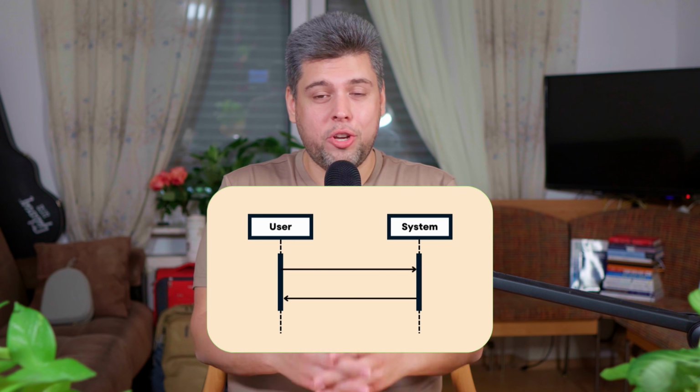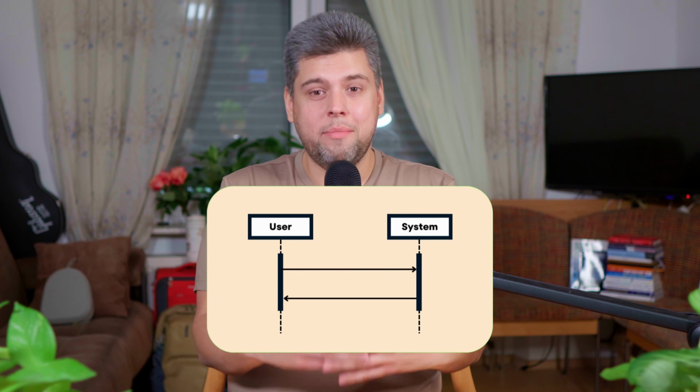Today I will teach you how to draw UML sequence diagrams. UML sequence is a behavior diagram that shows how classes or objects in the system interact with each other over time and the order of those actions. This diagram provides a detailed view of a specific process within the system on a low level.